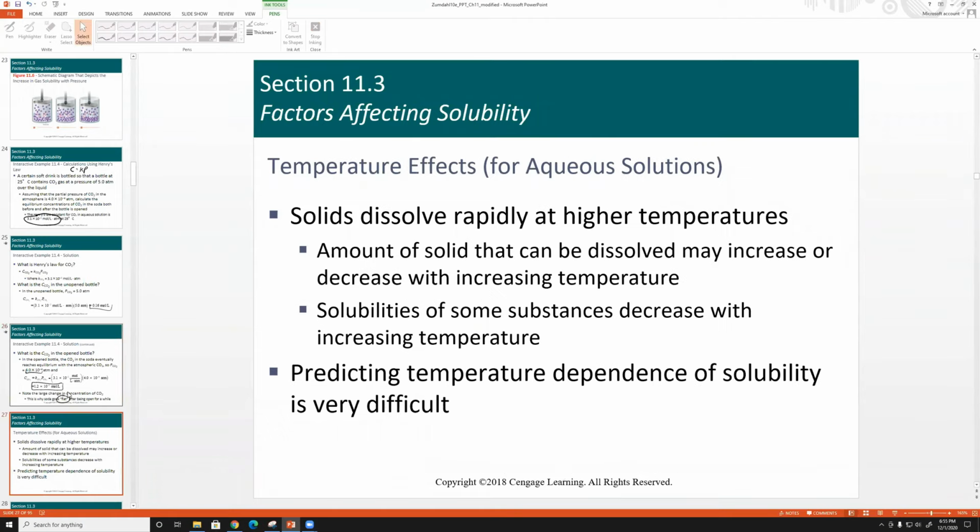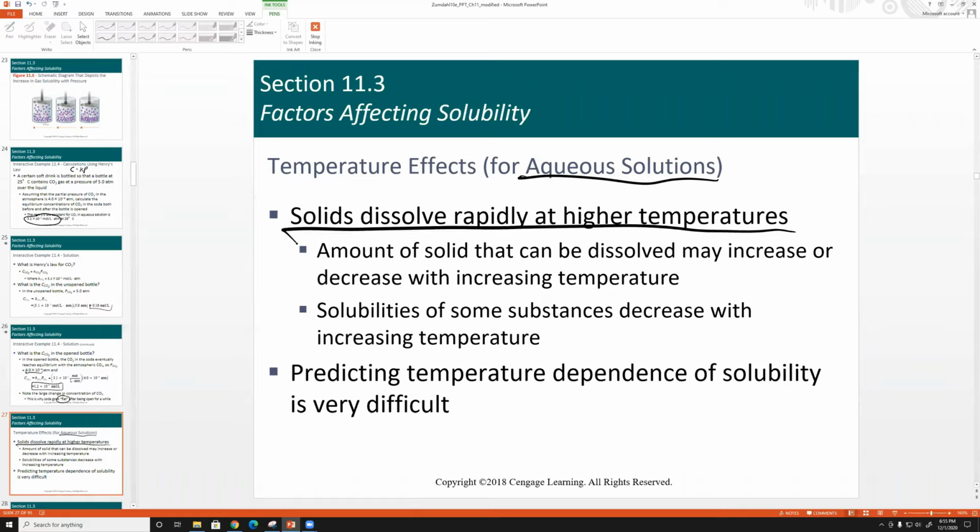Okay. So temperature effects. We kind of touched on this, but now we're going to go away from gases a little bit. We're talking about aqueous solutions. So aqueous solutions mean when we have a solid or a liquid that has dipolar ionic interactions, and we're going to mix it with water as a solvent. So solids dissolve rapidly at higher temperatures. That's a key point.